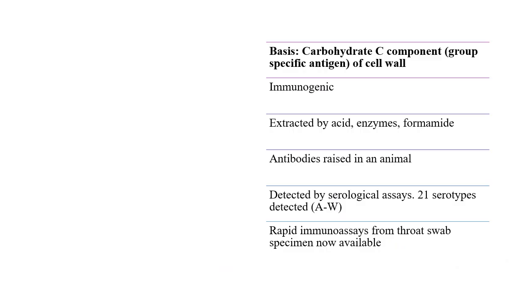So what is the basis of the carbohydrate C component? How did you go about doing it? One, it is immunogenic. If it had not been immunogenic, we would not have been able to classify. How was it extracted? It can be extracted by acids, enzymes, formamide. The antibodies are raised in an animal model. So this is an antigen and specific antibodies are raised in animals and then they are detected by serological assays, and A to W serotypes have been identified. This plays a very useful role in rapid diagnosis from the throat swab specimen, which is now available.